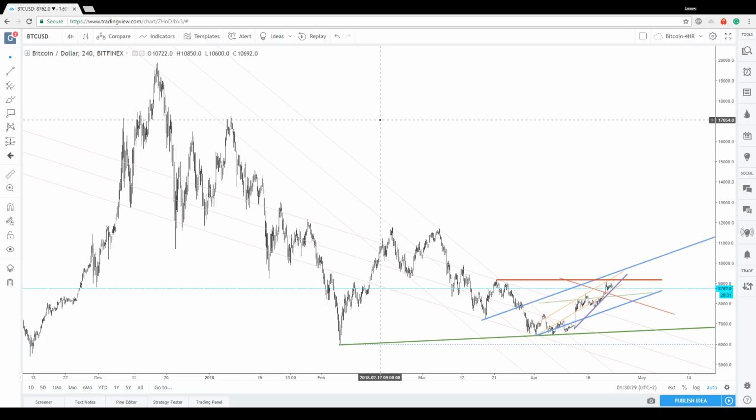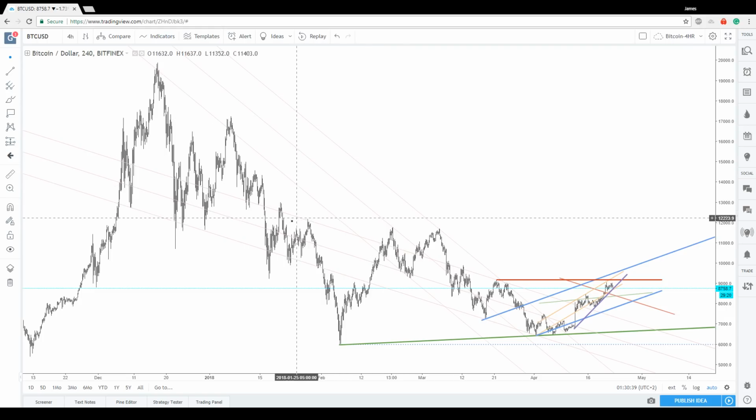Hey everyone, this is James and this is my 4-hour chart of Bitcoin, BTC USD on the Bitfinex exchange, and it is 7:30 p.m. Eastern Standard Time, April 22nd. All right, so let's get to it.